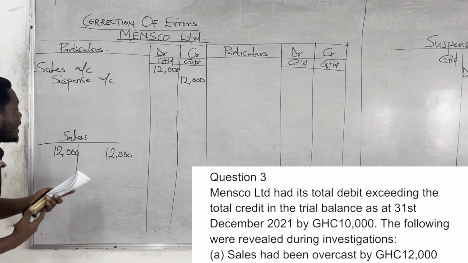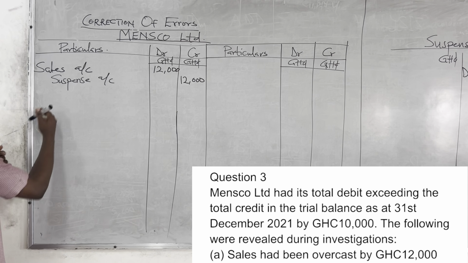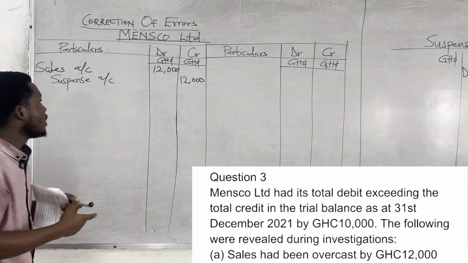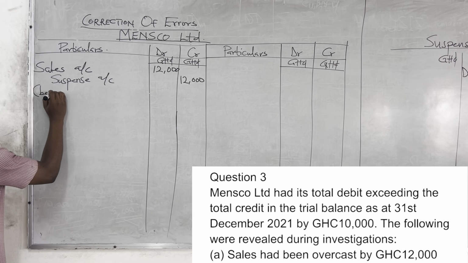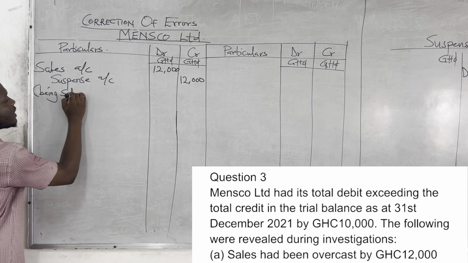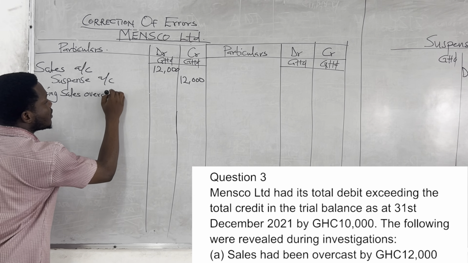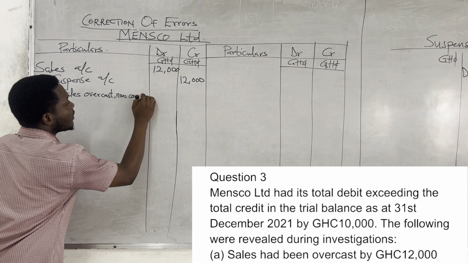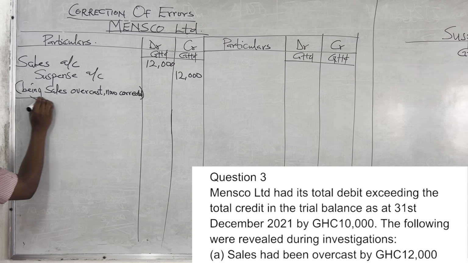So after that, we have corrected the error. So you have to write the narration. What happened? Right now that you have written this, what happened? So you have to start a narration by: Being sales overcast, now corrected. So this is it. Then you underline it neatly.